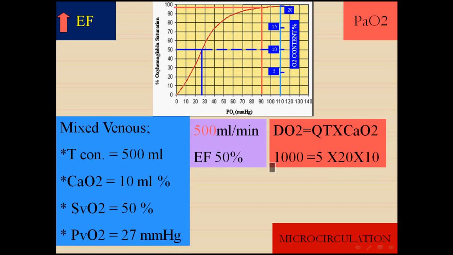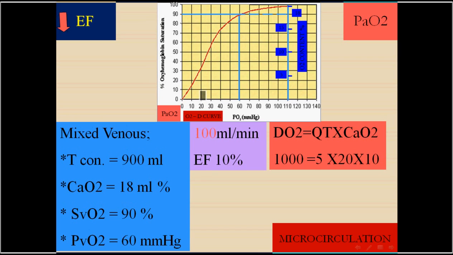Increasing the extraction fraction, as in a hypercatabolic state or something like that, also means that the mixed venous blood will be low. Decreased oxygen extraction fraction, as in skin paralysis or hypothermia, something like that, means the mixed venous blood is high, as we discussed before.